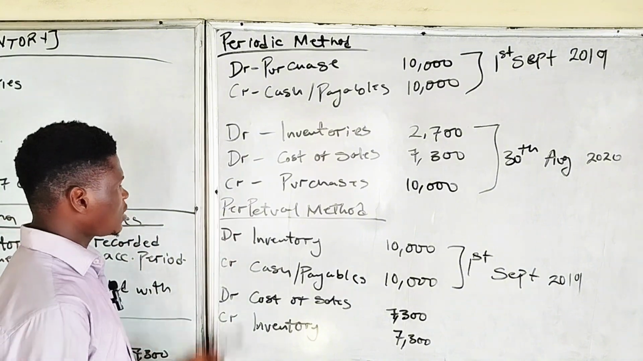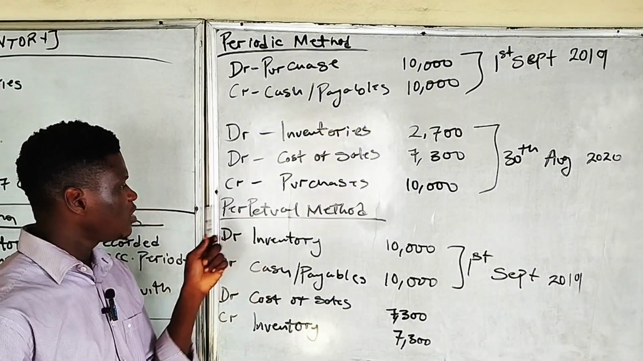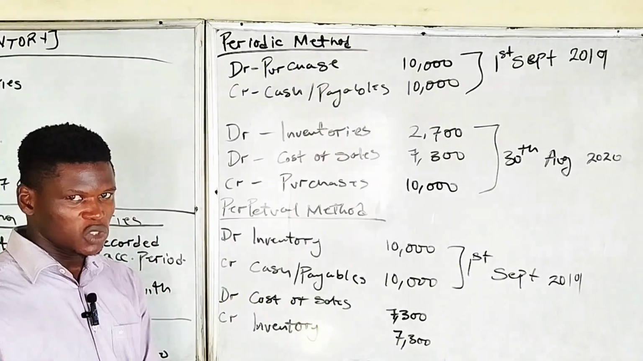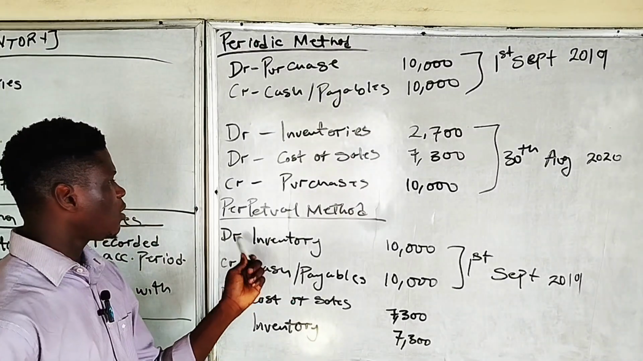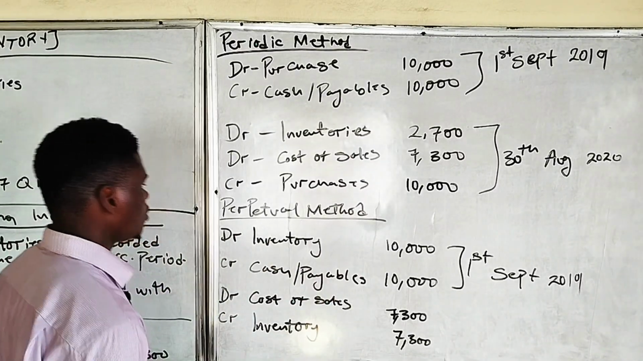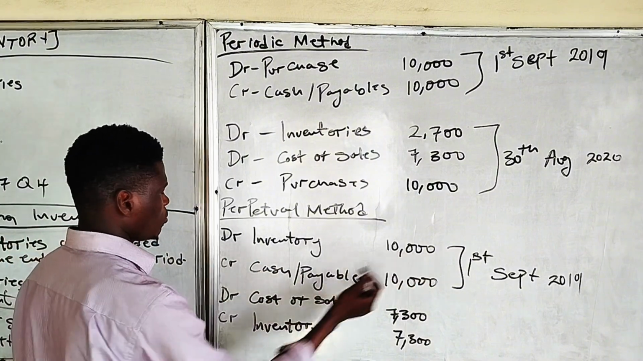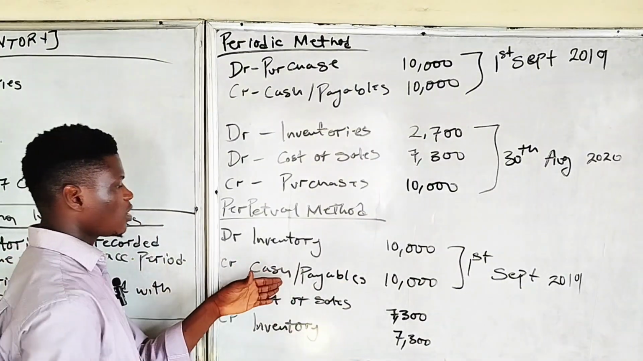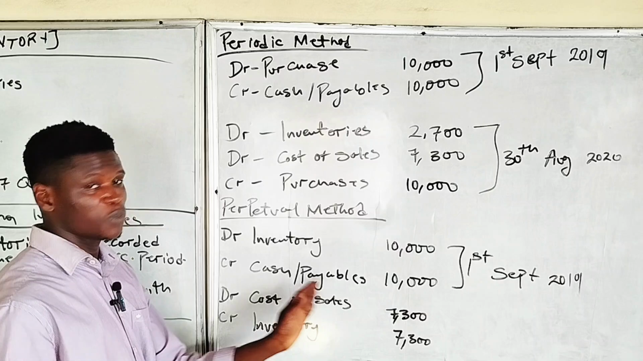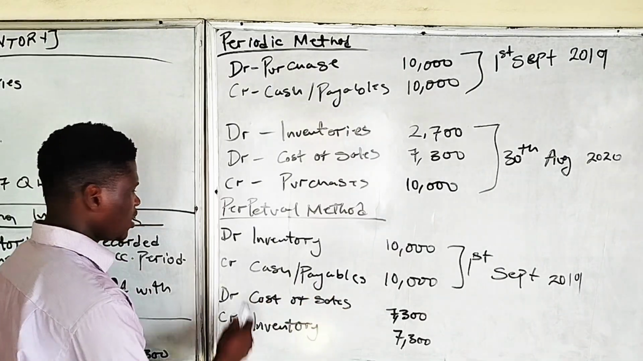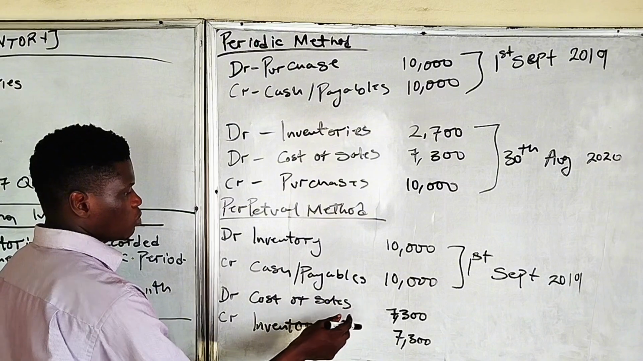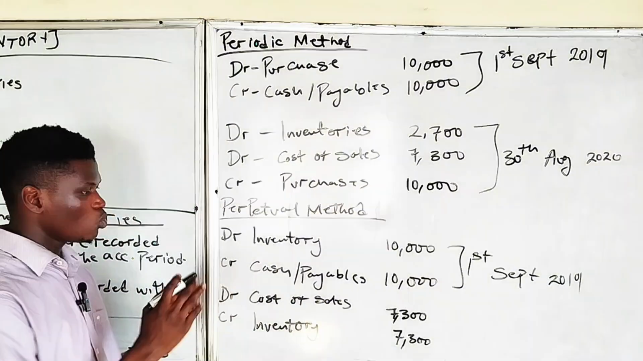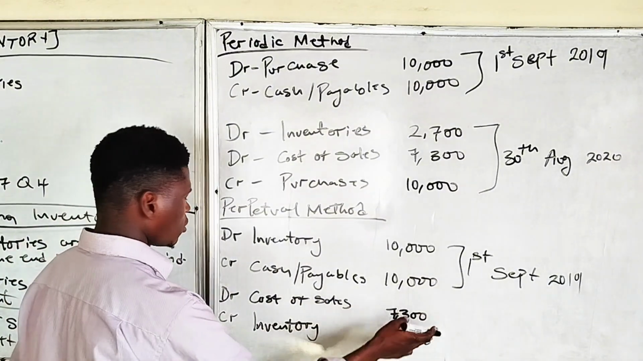So it means that initially we recognized inventory every time we purchase an item to be sold. Inventory was purchased on 1st September 2019. We recognize inventory of 10,000. Then we recognize the cash payment or credit payment, which is cash or payables, 10,000. Then at the year end, we will recognize cost of sale, the amount sold, that's the worth of goods that was sold, 7,300.